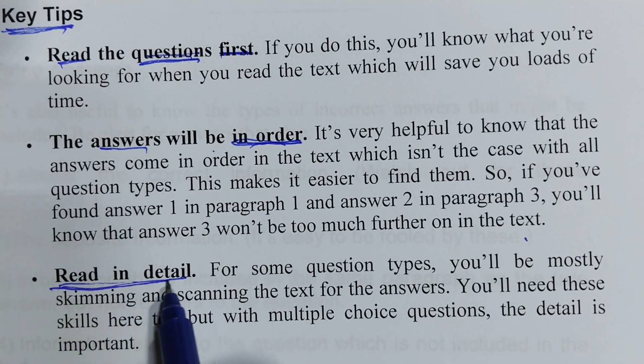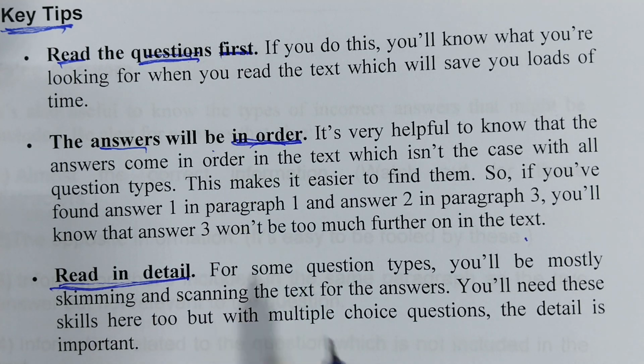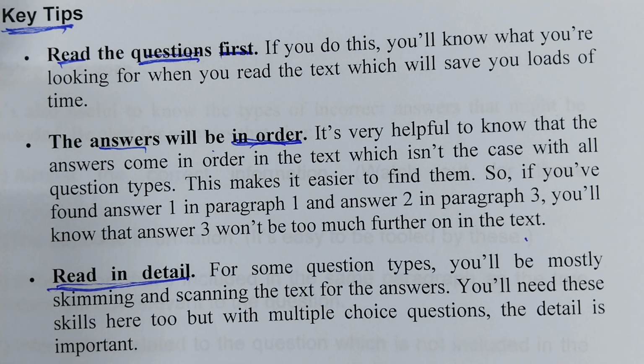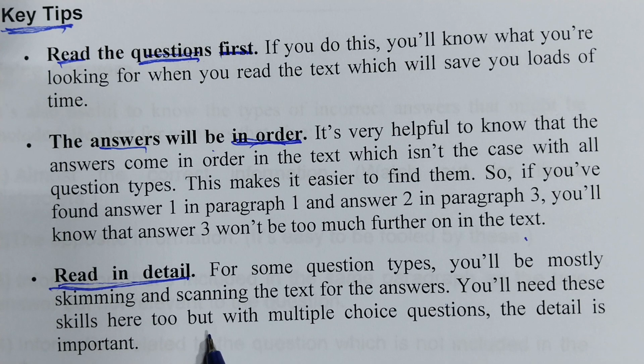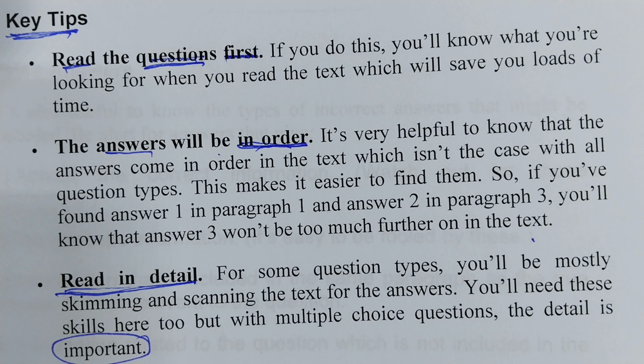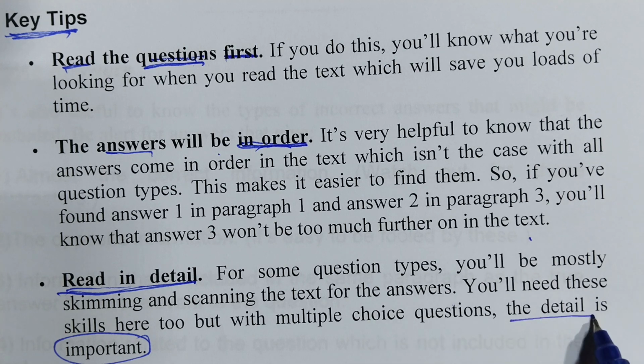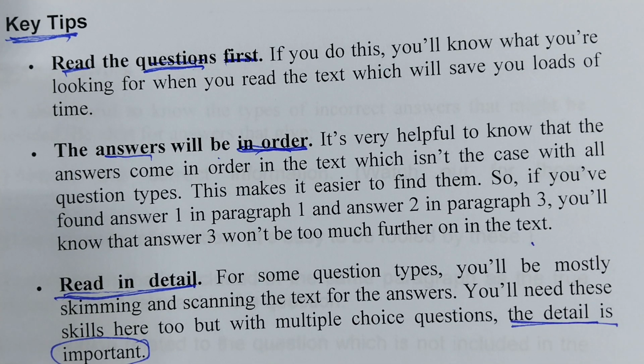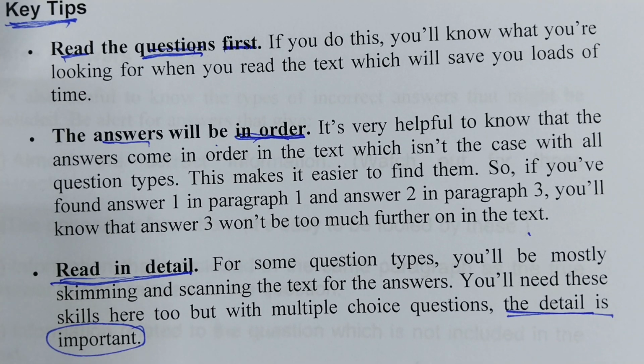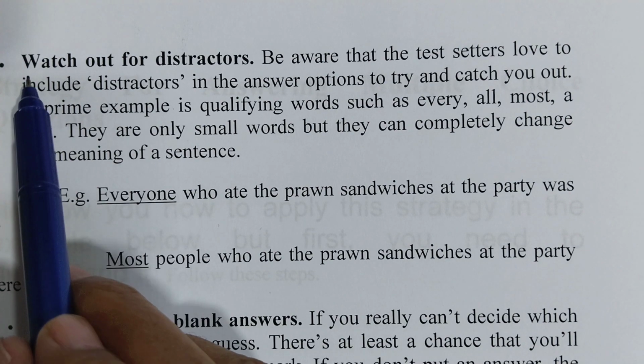Read in detail. What you have to do next, you are supposed to read in detail. First of all, you read the question, then secondly you go to the paragraph and find the answer, and after that read the question and the area of the answer in detail. You will mostly be skimming and scanning the text for the answers. You will need these skills too, but with multiple choice questions the detail is important. Skimming and scanning is very important for the rest of the questions, but for multiple choice questions you need to read in detail. If you do not read the area of the answer in detail, then there is a 100% chance that you will get the wrong answer. Another important thing is that distractions are always there.